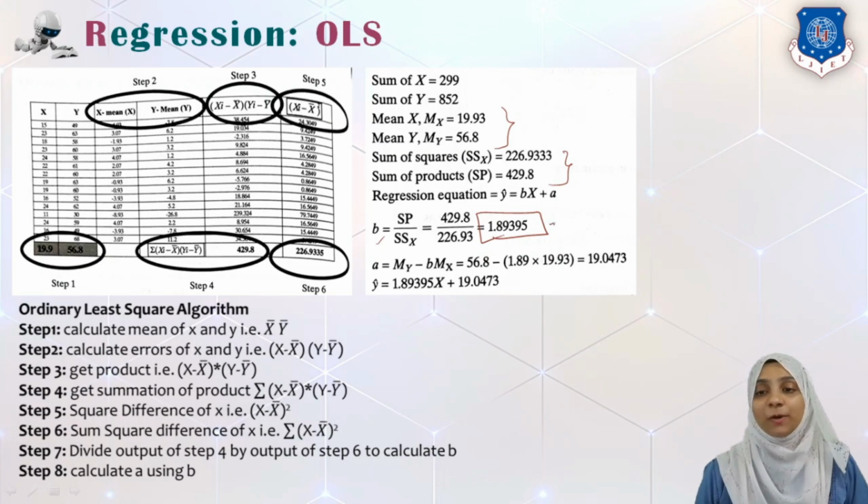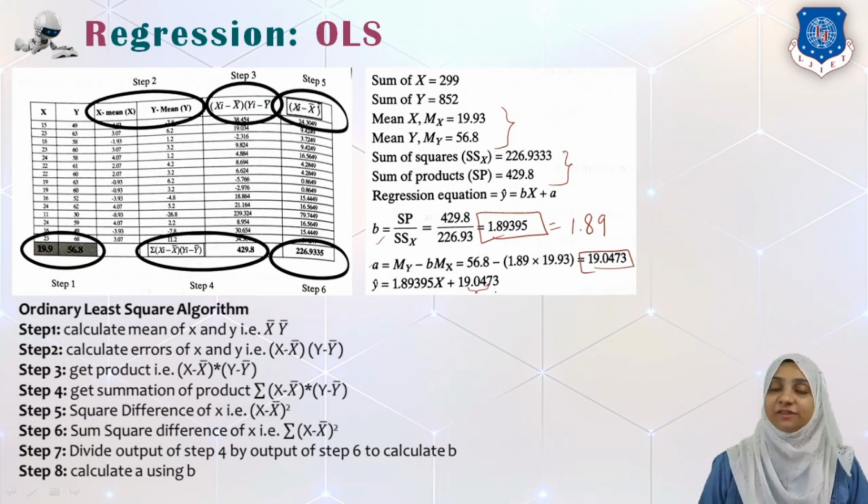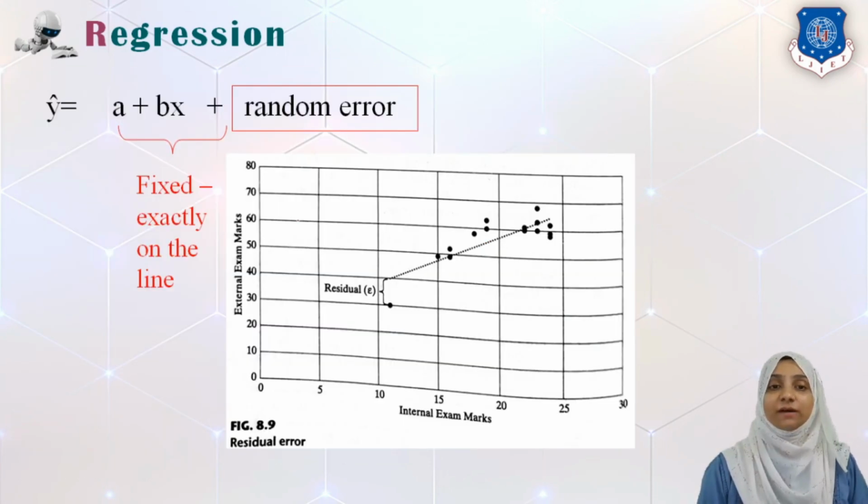We can approximate it up to 2 or 3 decimal places, say for example 1.89. And using this value of b, we can calculate the value of a. Hence, the value of a is 19.0473. We can approximate this value also up to 2 or 3 decimal places as per the requirement. So this is how y dash is calculated. So basically, we have a value of y dash.